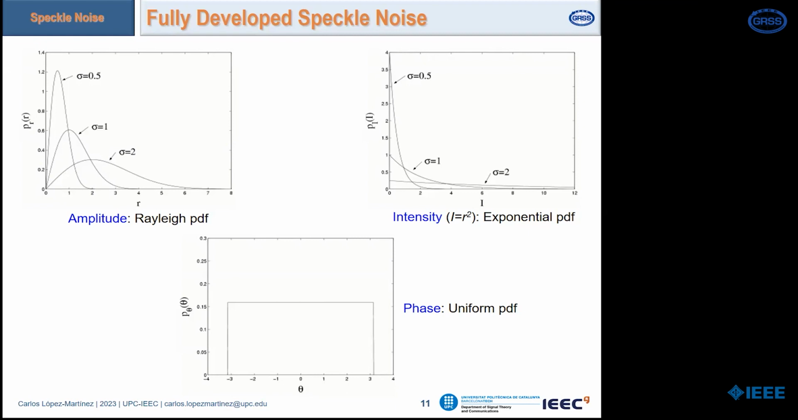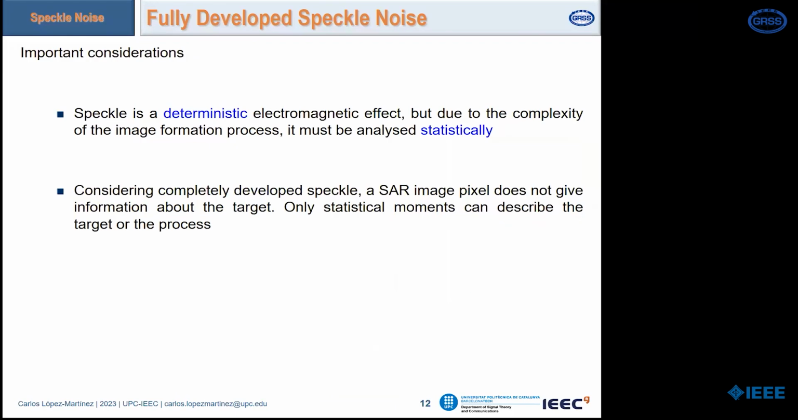Okay, therefore, if we recall what I explained before, my polarization is not fully polarized, it's partially polarized, it's random. And the randomness comes to this speckle noise. Okay, so therefore, important considerations. A speckle is a deterministic electromagnetic effect. But due to the complexity, the only way I have to deal with that complexity would be to analyze statistically.